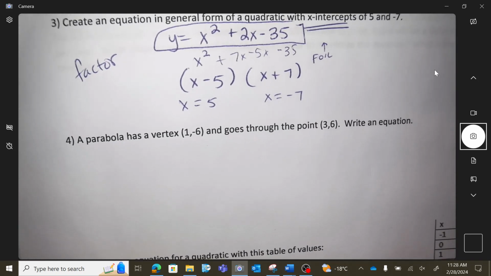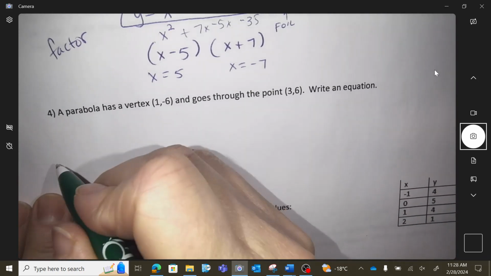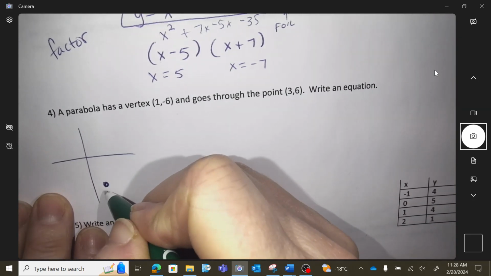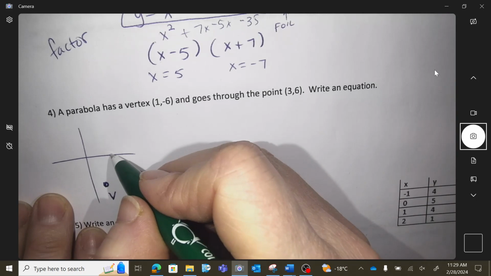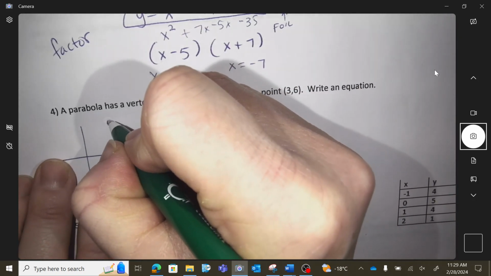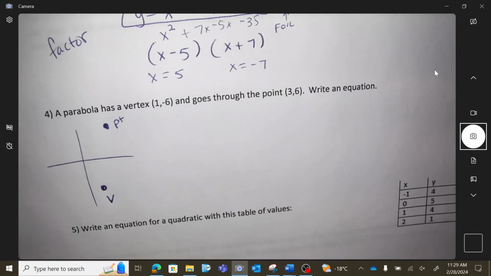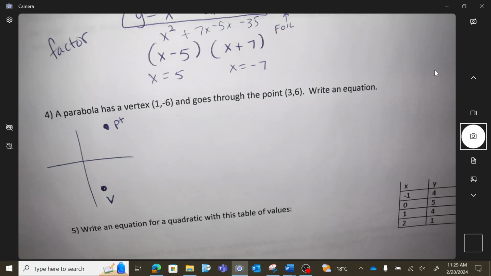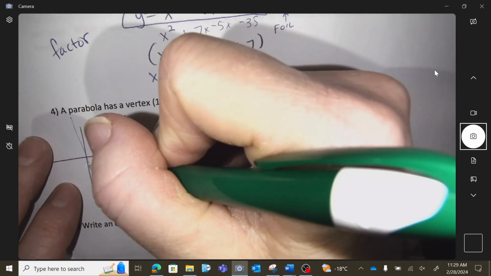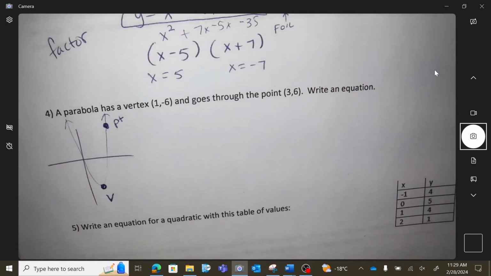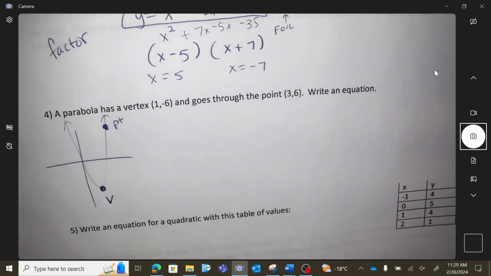Okay, a parabola has a vertex of that and a point of that. So there's a vertex and there's a point. So 1, -6 and 3, 6. That's kind of just a general idea of where they'd be. And I can visualize my parabola would look like that.